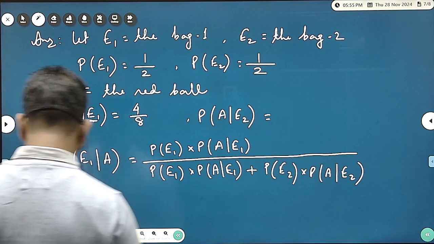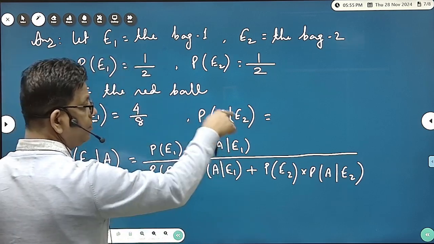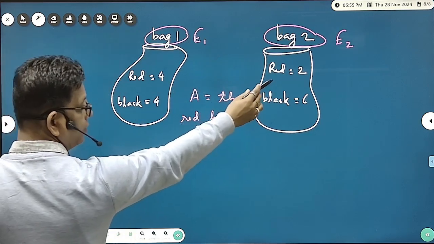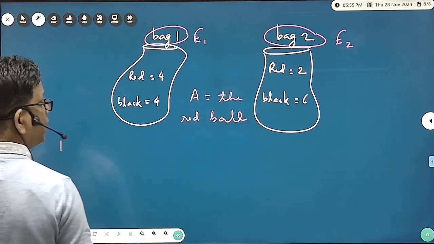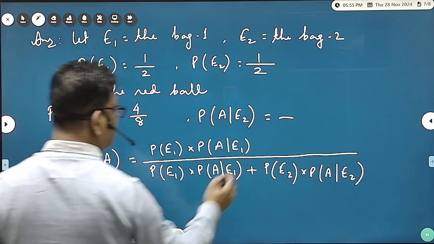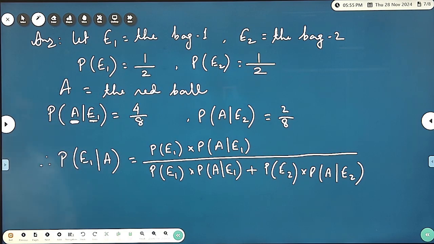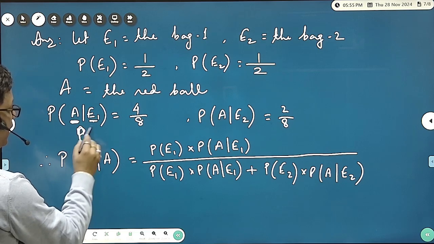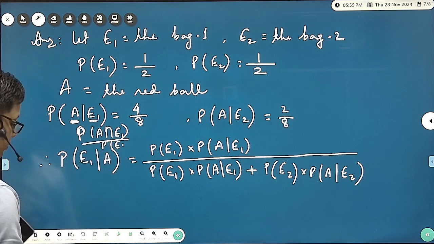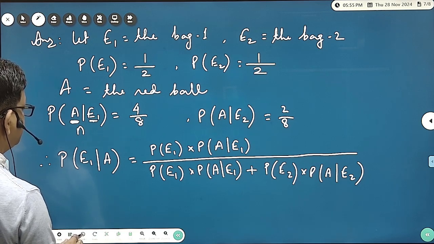Is it okay? Try to write P of A E2. What is that? Red balls that were there in bag 2. How many were there? Let me check it. So, red balls there were how many? 2 in bag 2. In bag 2, how many balls did we have? So, what is that? 2 by 8. Now, what you could understand, don't try to get here again P of A intersection E. Are you getting my point? Don't try to get this conditional probability exactly here.